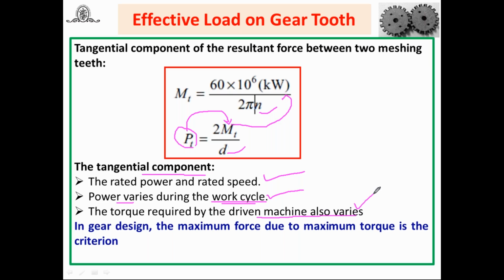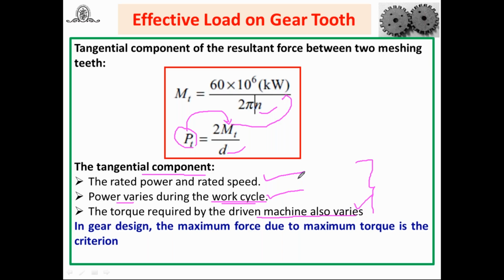You can take the simple example of an automobile vehicle, a four-wheeler or any vehicle. You will find that as the load changes, accordingly we shift the gear. That means we are varying the torque capacity of that mechanical system. Try to understand. That's why the torque required by the driven machine also varies. These are the things that happen in actual practice.